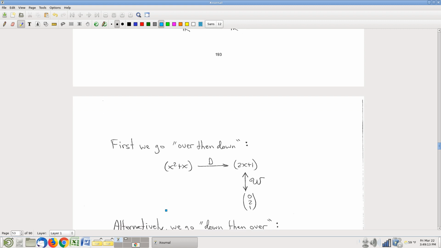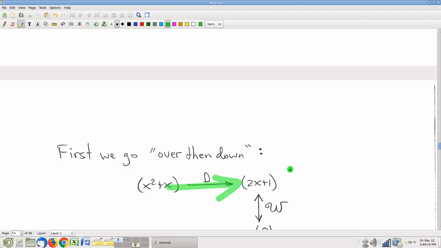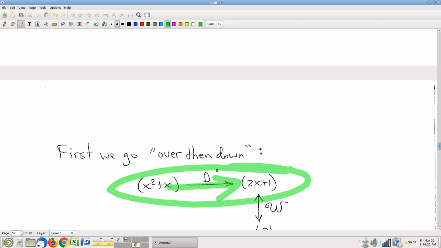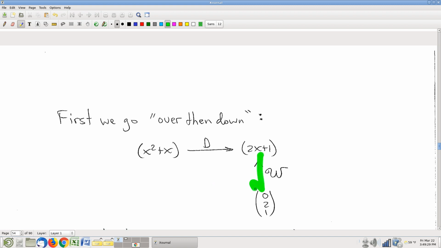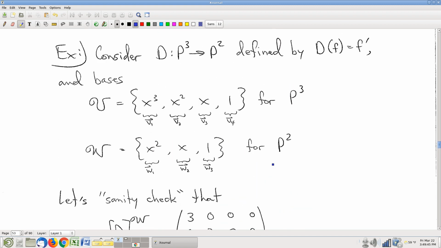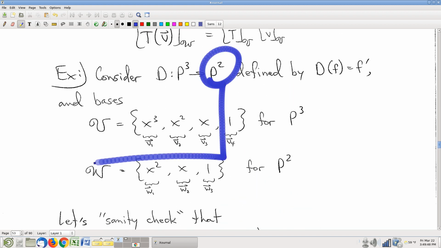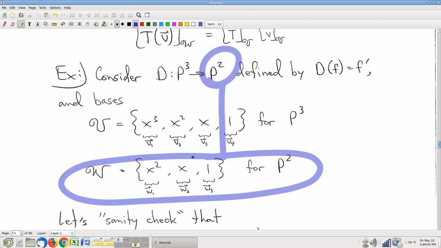Over and down says step one, take the derivative. This is an easy derivative, good old Math 111L derivative. We get 2x plus 1. Next, I've got to figure out how to write 2x plus 1 in coordinates. Now, we've got to be careful. We're writing 2x plus 1 in coordinates with respect to W. Reminder, what is script W? Script W, the basis for our target, is x squared, x, and 1.